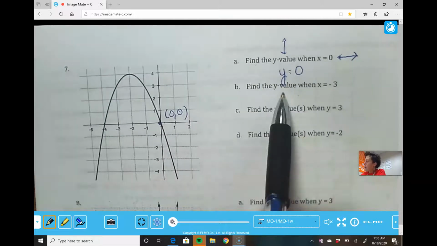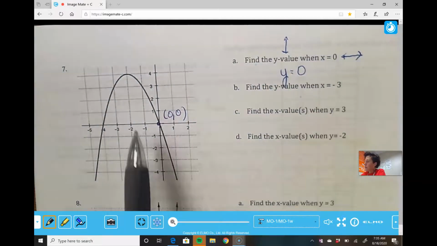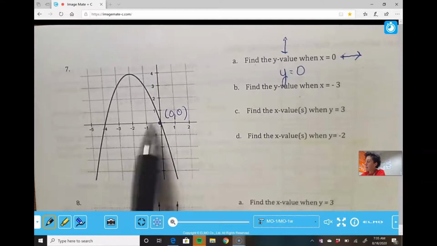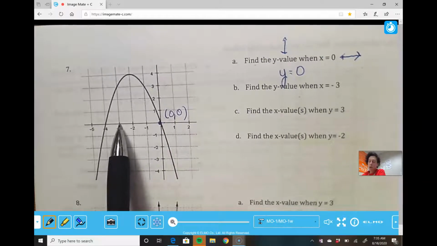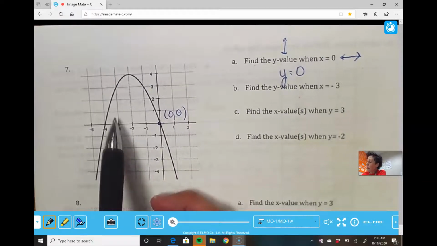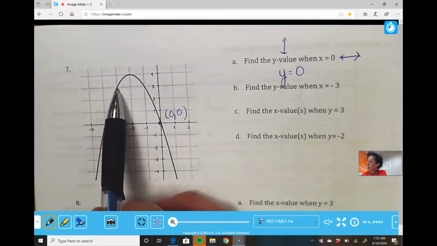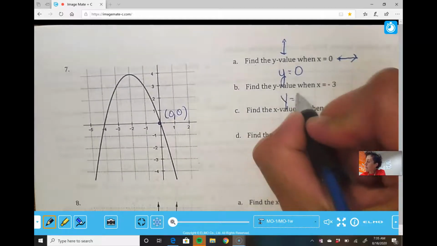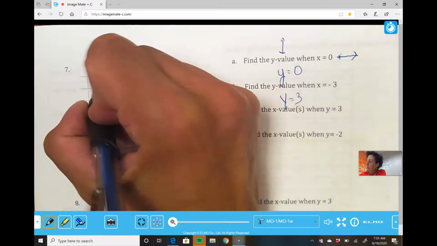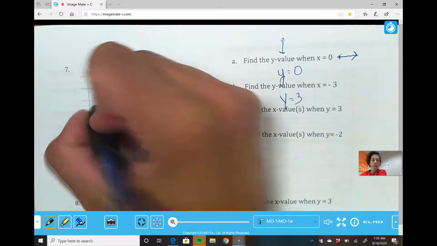So now we're going to find the y value when x equals -3. So go left because x is left or right, -3. Now I have to go up or down. So I'll go up to get to my graph, 1, 2, 3, and that means y was 3. And again, this point was -3, 3.